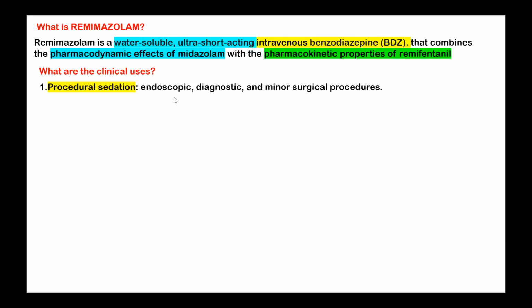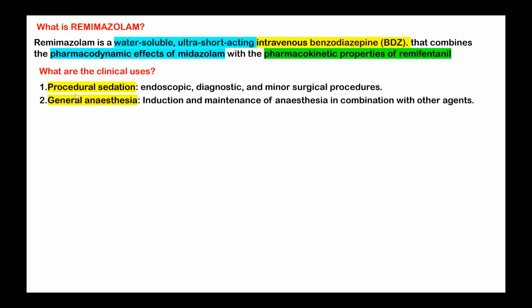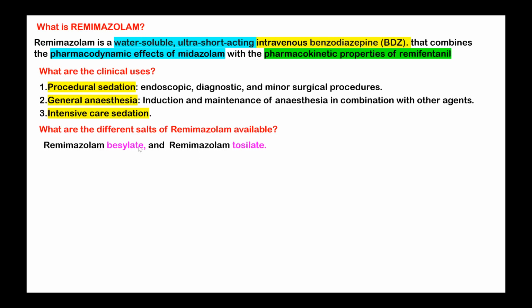So, what are the clinical uses? Procedural sedation, like endoscopic procedures, diagnostic and minor surgical procedures. It can be used as a general anesthesia induction agent as well as for maintenance in combination with other agents. It can be used for intensive care sedation in the ICU. And the different salts of remimazolam: there are two salts available, remimazolam mesylate and remimazolam tosylate.